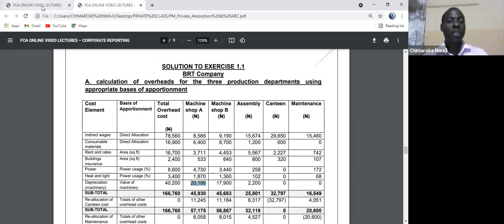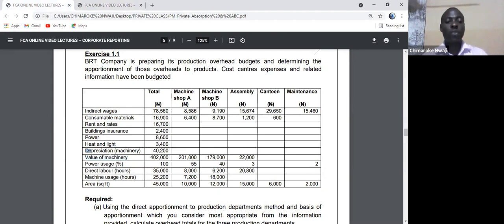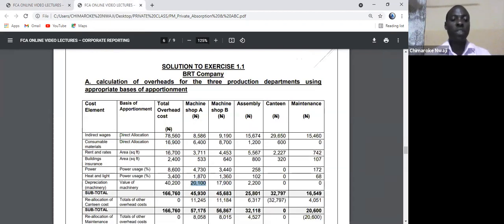So if you see depreciation, this is where your expenditure ends. All these things after depreciation are not expenditures, they are basis of apportionment. So you've calculated all your expenditure from indirect material to depreciation. What do you do? You look for the subtotal. Normally you would have called it total, but you call it subtotal. Why? I will tell you. You add the total overhead and you have 166,760. You add for machine A, machine B, and all of that, and you get the appropriate figure.